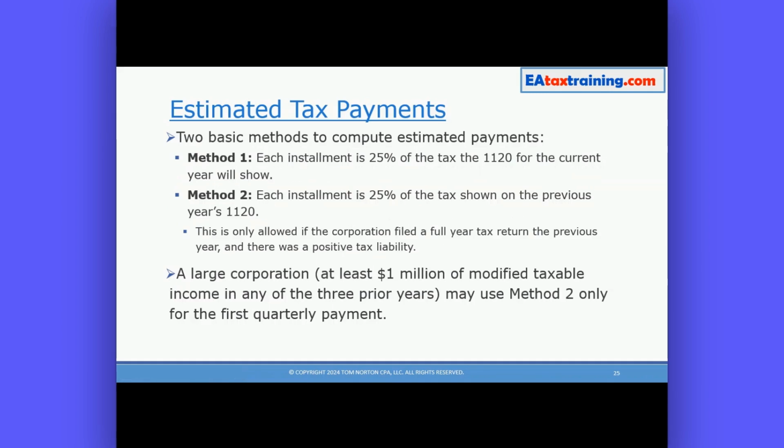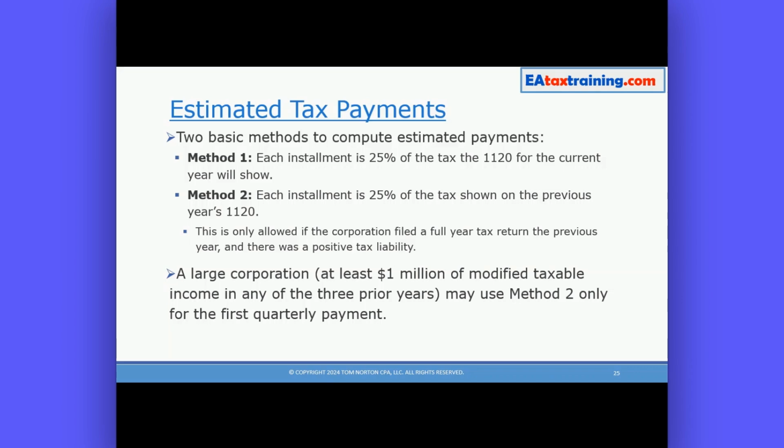When they make those estimated payments, there are a couple of different methods they can use to determine how much to pay in each quarter. There are two methods, and we call those method 1 and method 2. Method 1 is that each installment is 25% of the tax that will be shown as due on the current year tax return. So you have to estimate current year taxable income and current year tax, and then you pay in 25% of that amount each quarter. As you go through the year, you'll be fine-tuning your estimates and how much you are going to pay. But by the end of the year, you want to have paid in approximately 25% of the total tax for the year each quarter, the amount you're going to show on your Form 1120.